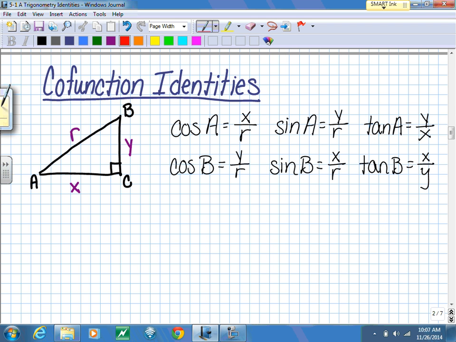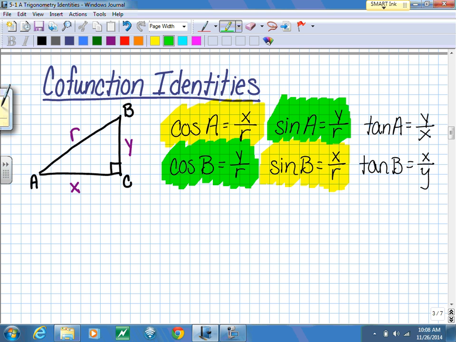Here, if I have my right triangle with angles A, B, and C, I've got sides of x, y, and r. I've already written out the 3 trig ratios for angles A and B. As we look at these, one thing I'd like you to notice is that the cosine of angle A equals x over r. Well, that is the same thing as the sine of angle B, which is x over r. Then cosine of angle B, which is y over r, is the same thing as the sine of angle A, which is y over r.